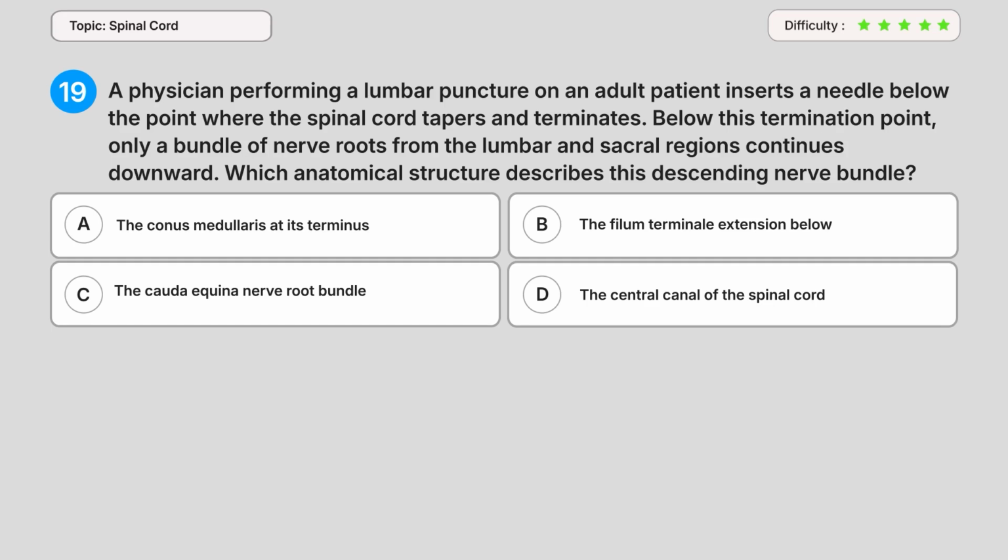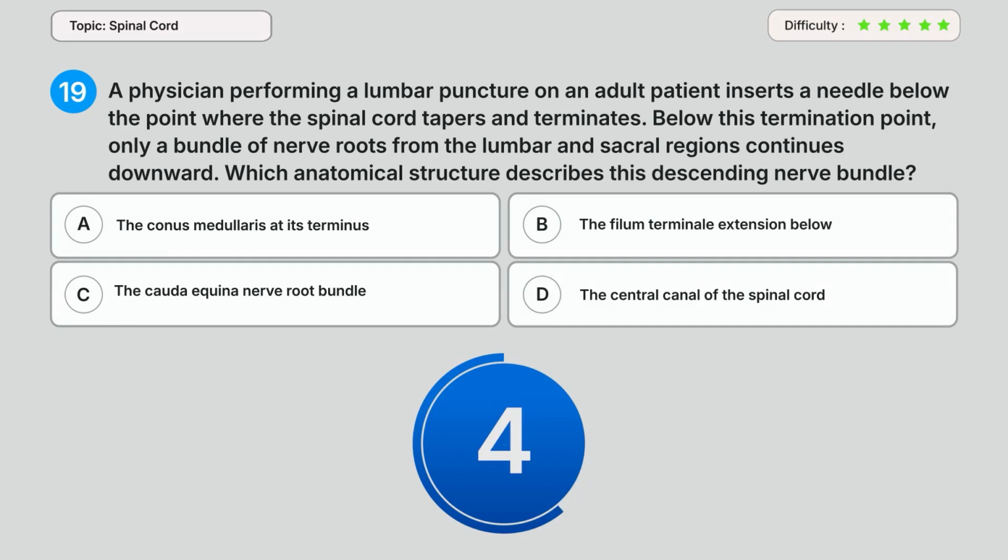A. The conus medullaris at its terminus. B. The filum terminale extension below. C. The cauda equina nerve root bundle. D. The central canal of the spinal cord. What do you think is the answer?